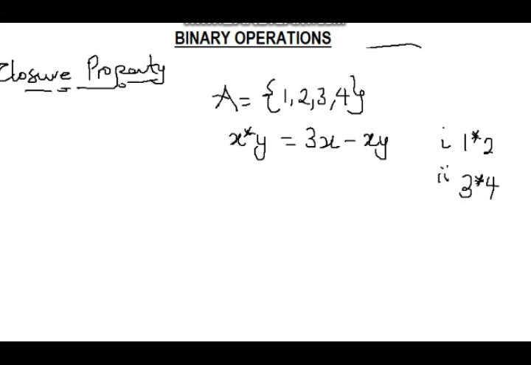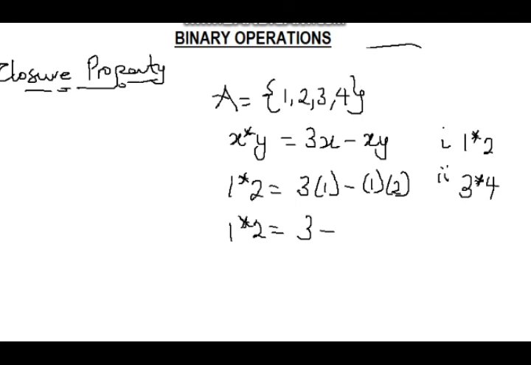Now let's see. Solving 1 star 2, we are going to get 1 star 2 being equal to 3 bracket 1 minus 1 bracket 2. So we're going to get 3 minus 2. So 1 star 2 is equal to 1. Now, the one that we are getting, is it in the set? Yes, it is in the set.